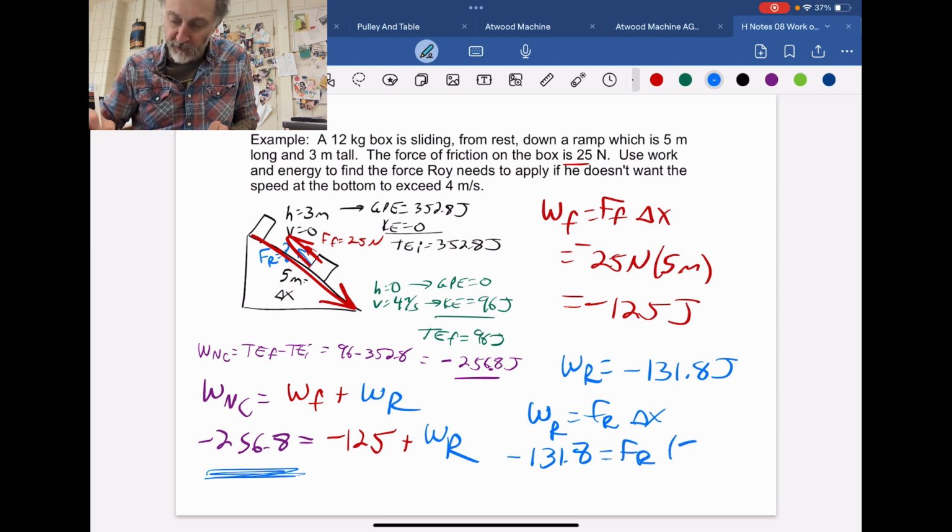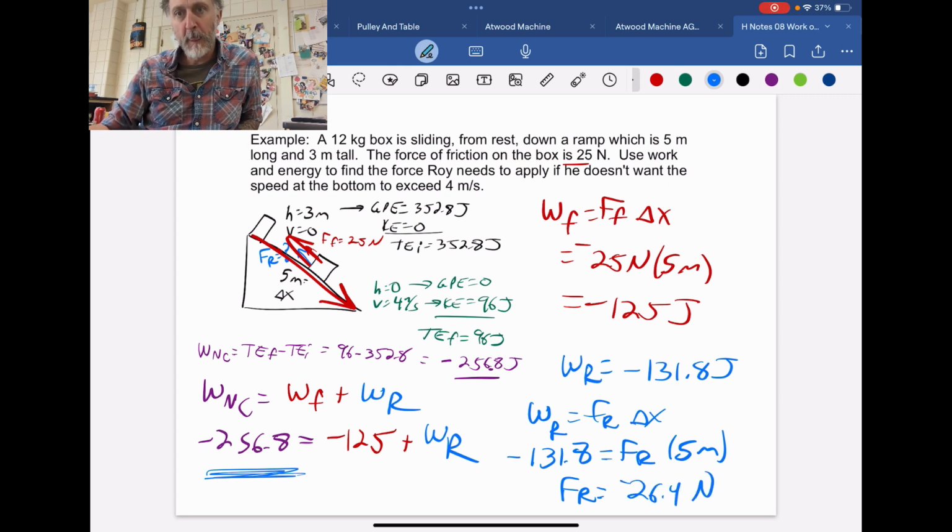Displacement is 5 meters because that's how long the ramp is. And the force of Roy turns out to be 26.4 newtons up the ramp. Okay, so that's a little more like what you'll see on the homework assignments, okay? All right, finally, one last example.